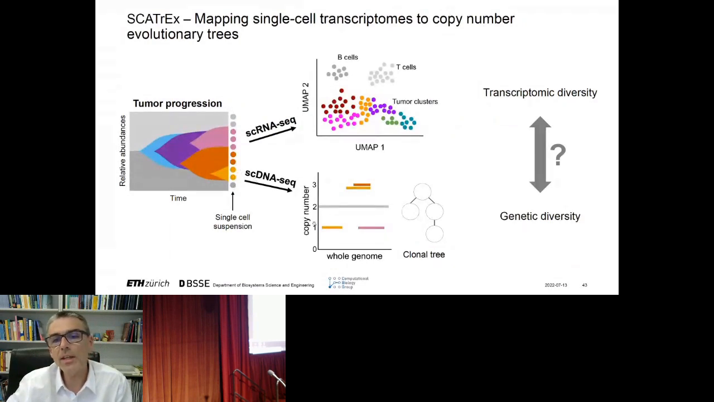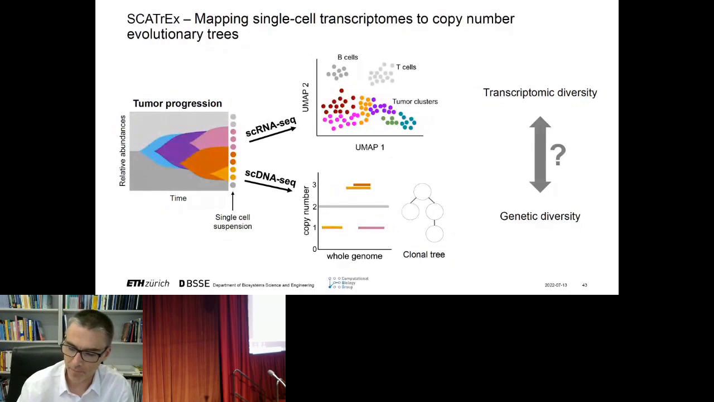Now we're doing single-cell DNA sequencing as before, and I will only refer to copy number trees in this particular example. But at the same time, from the same sample, we did single-cell RNA sequencing, which of course includes other cells that are part of the tumor, but we are particularly interested again in the tumor cells and in the variation that we observe among the transcriptomes of the individual tumor cells. There is, of course, quite an amount of transcriptomic diversity in these samples, and there's also genetic diversity, as we have seen.